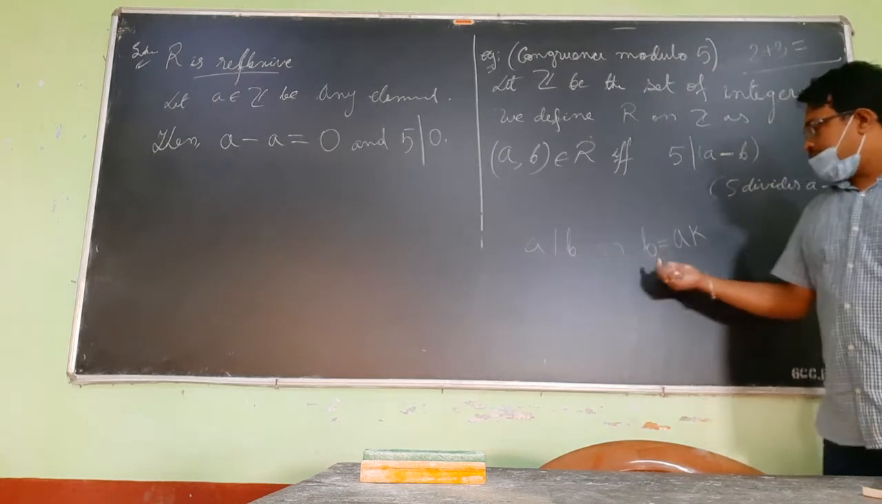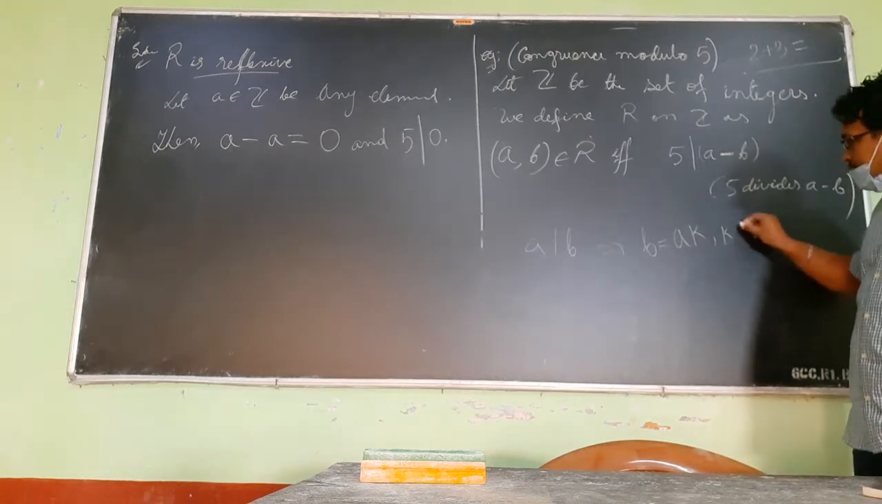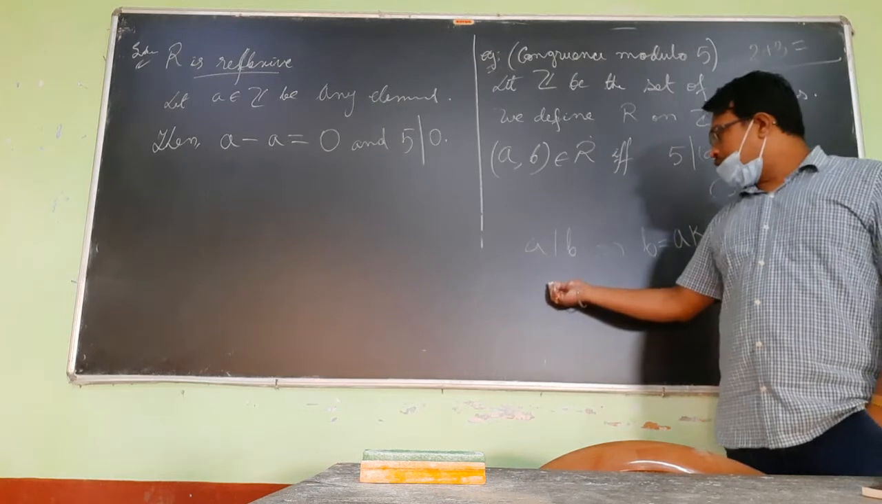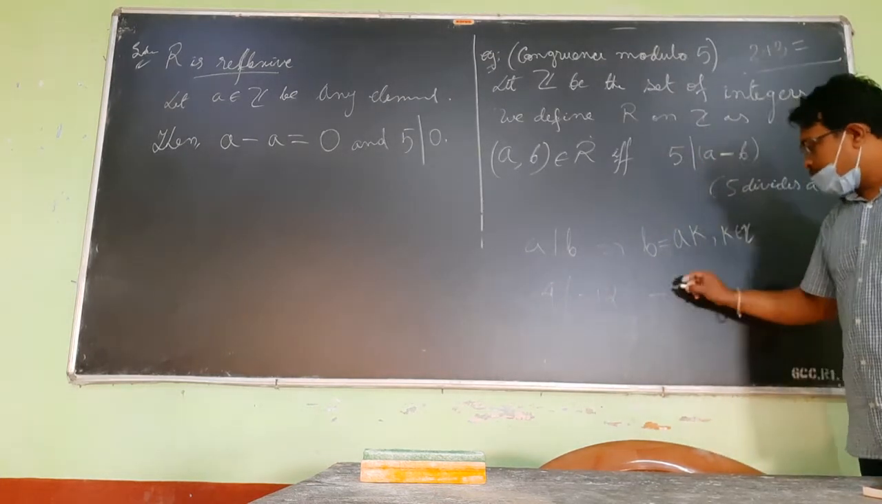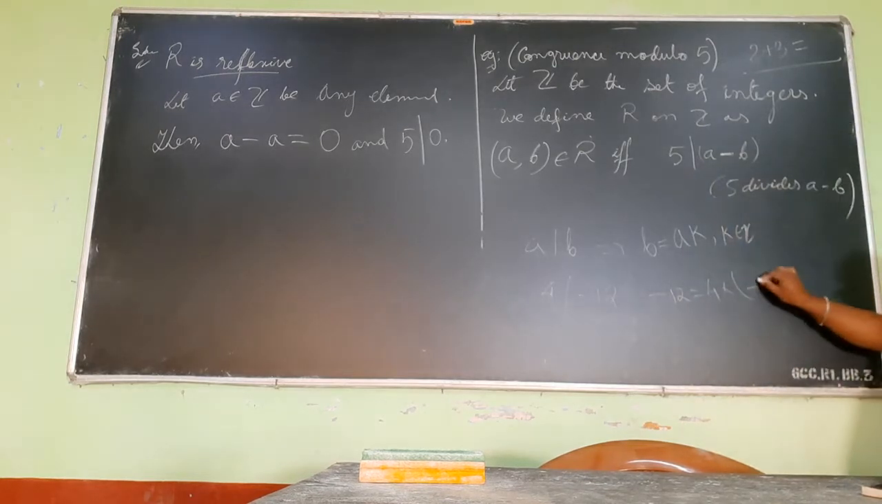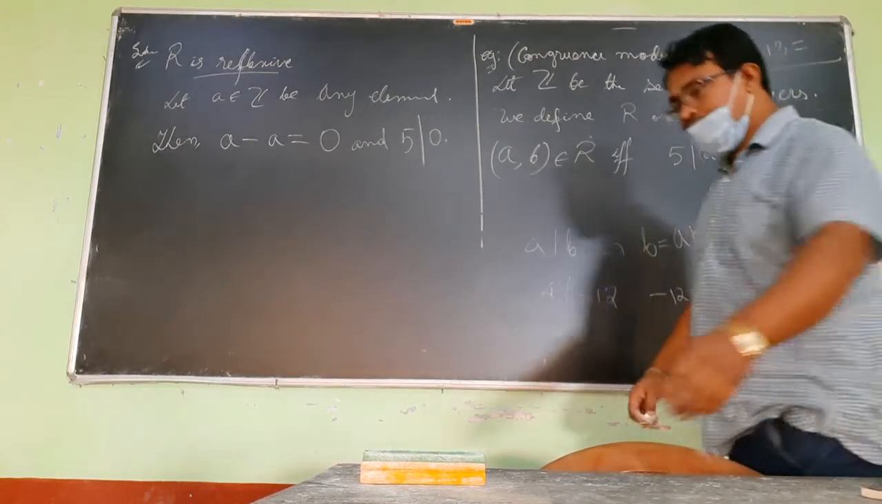A divides B means B can be written as A into K, where K is an integer. So suppose 4 divides minus 12. Why? Because minus 12 can be written as 4 into minus 3.